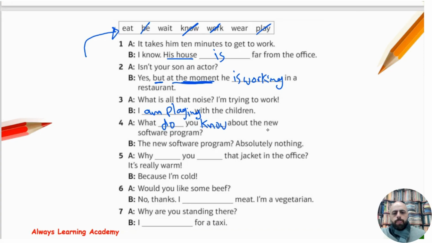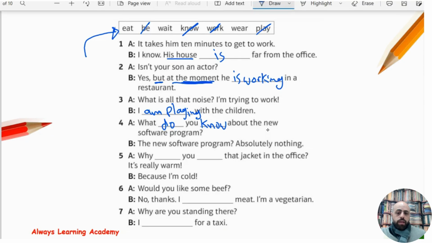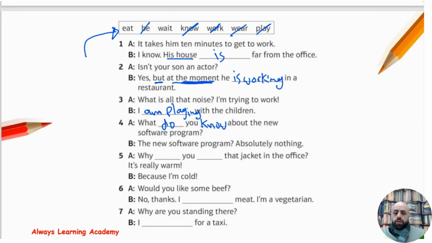Now, number five, why, and actually this is a question here, so we have to pay attention. That jacket in the office, it's really warm. So the answer was because I'm cold. So the verb is wear, and remember we are talking right now about something happening right now. So we say, why are you wearing that jacket in the office?